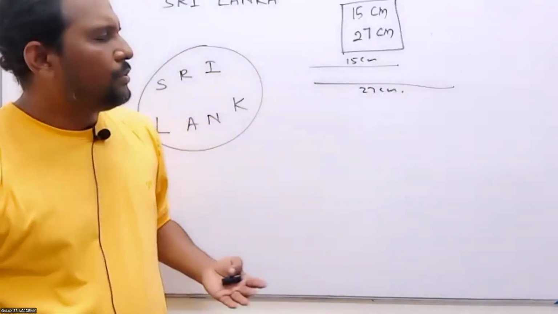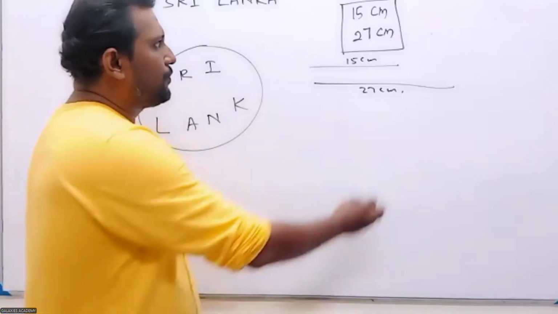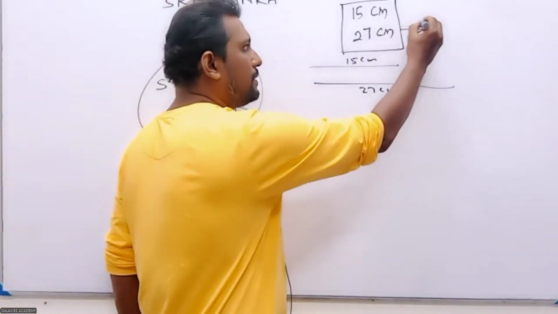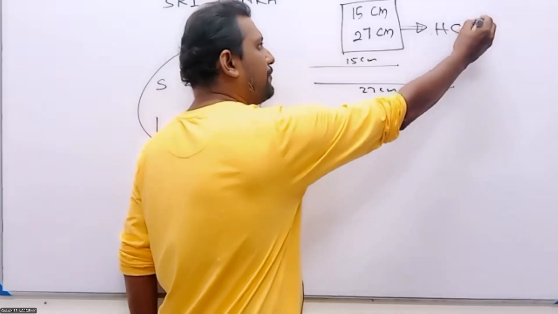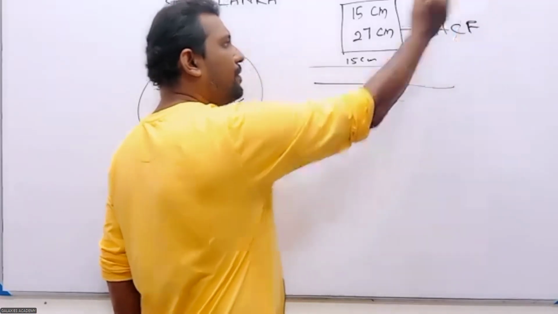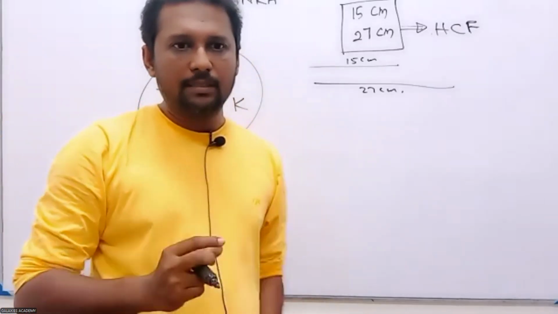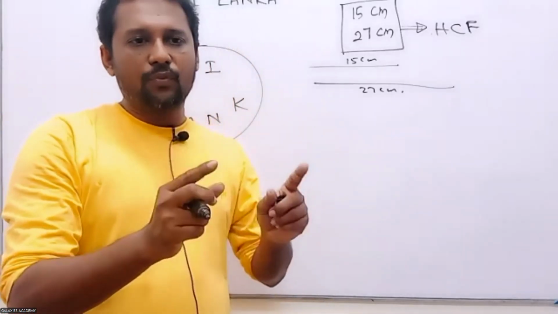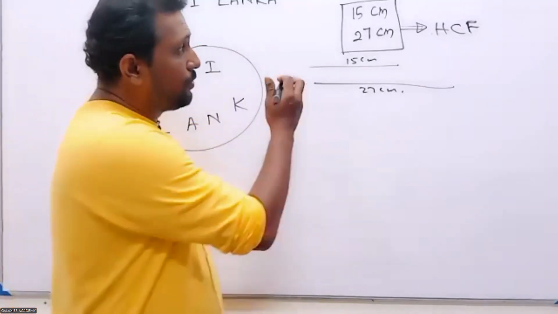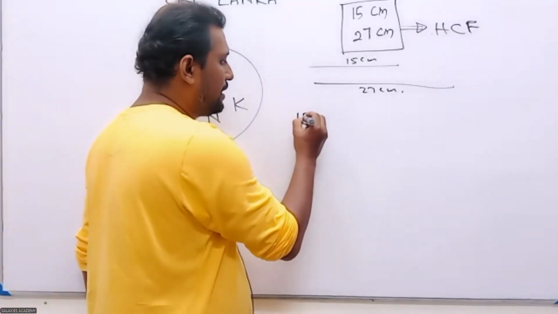Right? So how you can find this one? You have to find the HCF of these two values, highest common factor you can find. Then you can find the length of one piece, right? How you can find the HCF? What are the two numbers?